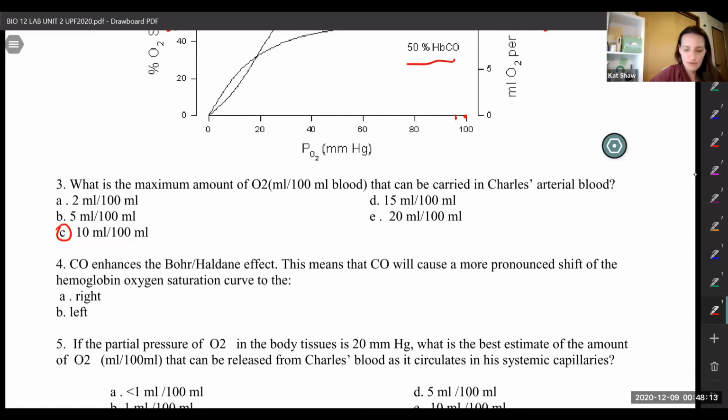Question number 4. Carbon monoxide enhances the Bohr-Haldane effect, and that's just telling us that we're going to see some sort of shifting of that curve compared to normal, either a left shift or a right shift. This means that carbon monoxide would cause a more pronounced shift of the hemoglobin oxygen saturation curve, or oxyhemoglobin dissociation curve, whatever you want to call it. In what direction? Will we get a shift to the right or a shift to the left with CO present?